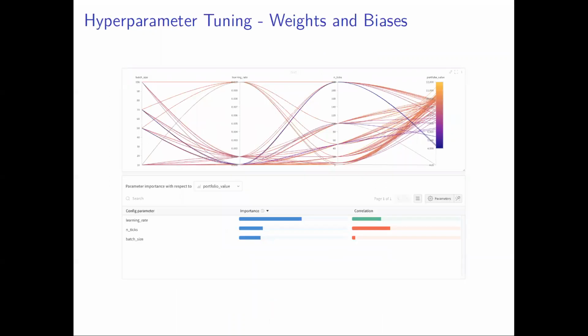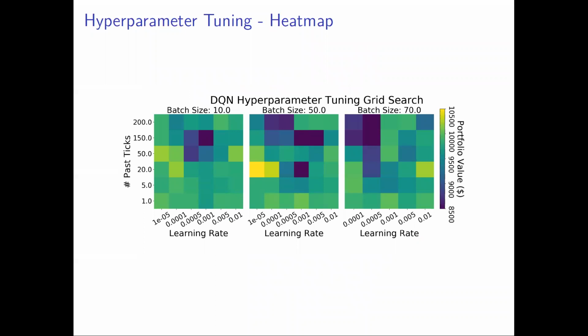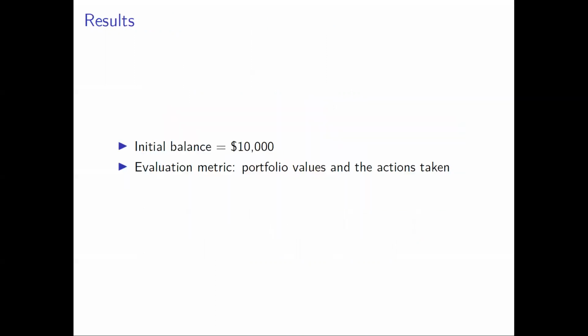To determine the best set of hyperparameters, we use a service called Weights and Biases to help us streamline the process and visualize the results. We decided to tune hyperparameters such as learning rate, n-ticks, and batch size. To better visualize results, we also used the following heat map, where the best performing model is denoted by the yellow square. The model is set to have an initial balance of $10,000, and it is evaluated on its portfolio values and actions taken throughout the trading period.